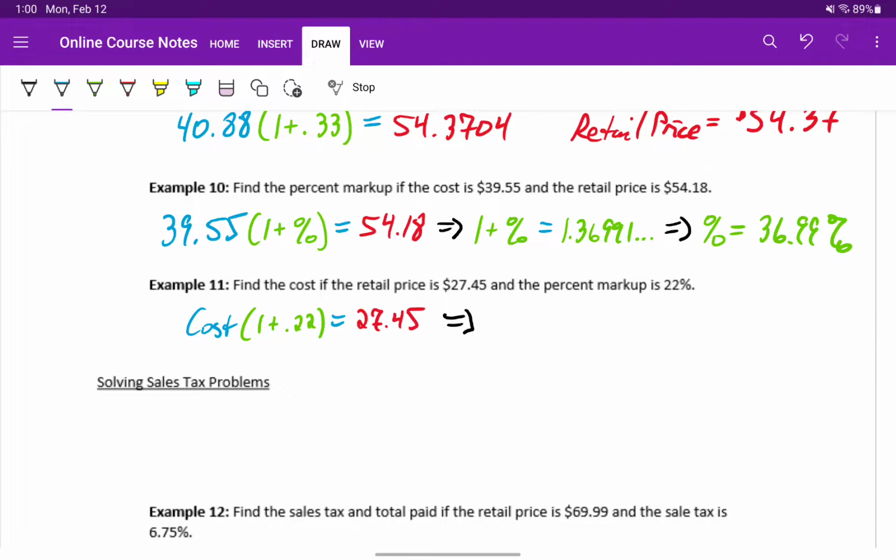In this case, we can divide both sides by 1 plus 0.22, or 1.22, to get to the cost is equal to 22.5, meaning the cost of the item originally before that markup was $22.50.